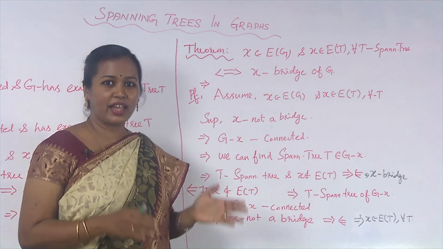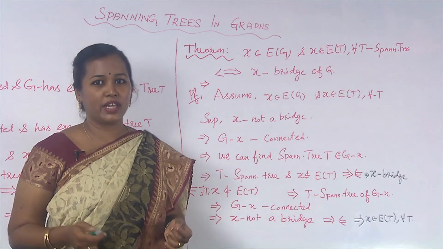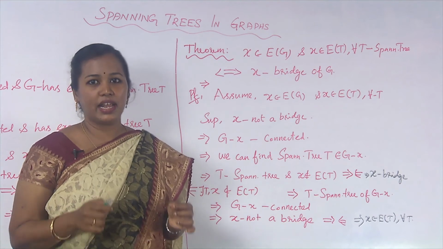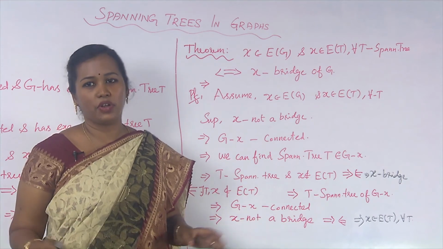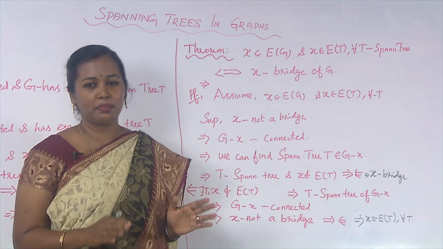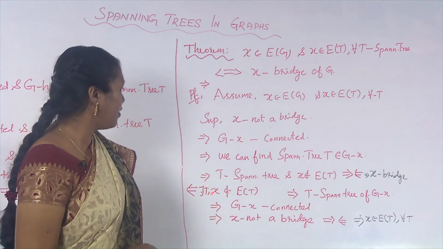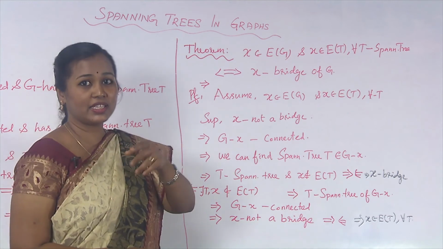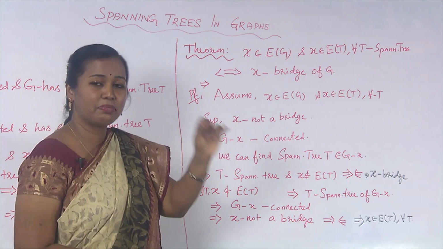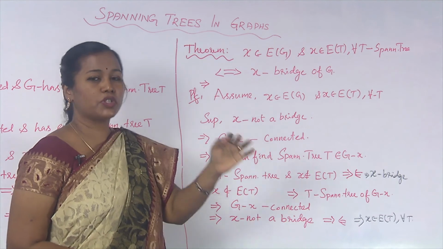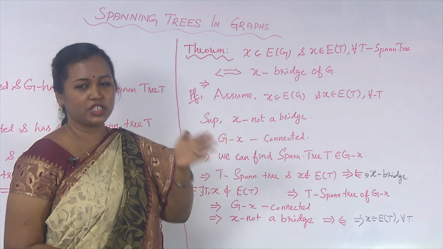Let us assume that x is a bridge, and I have to prove that this edge x of this connected graph is in every spanning tree of G. So, that is the statement that I have to prove. So, assuming that x is a bridge, I need to prove that this x is in every spanning tree. And suppose not, let us go by proof by contradiction once again.